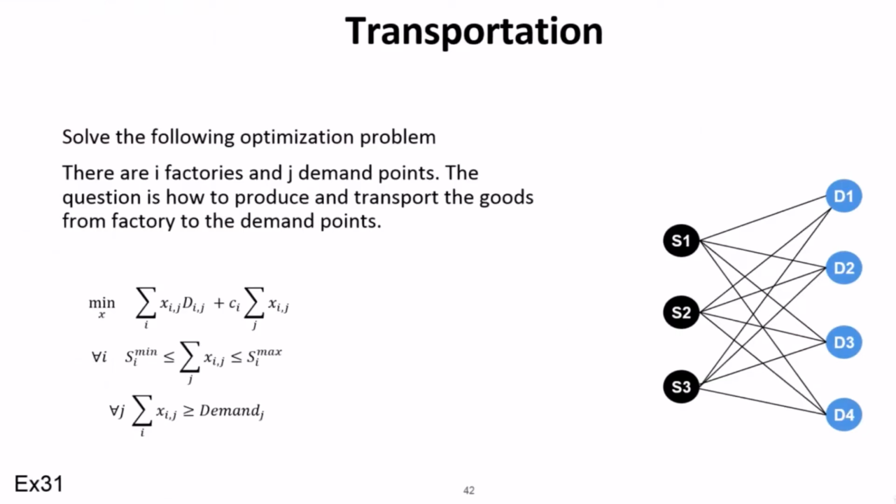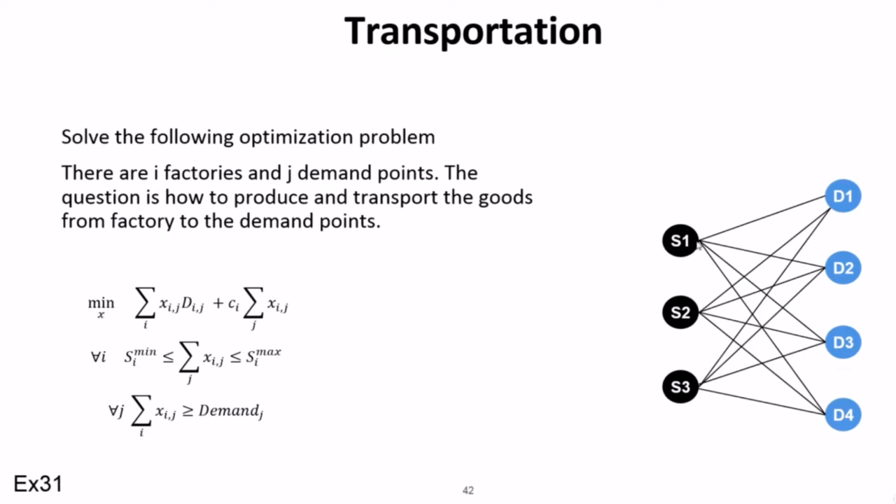Okay, this is a famous transportation problem. We have some factories on the left hand side, and these are the demand points, and we know the demand of each point and the capacity of each factory and the cost of production and the cost of transportation.